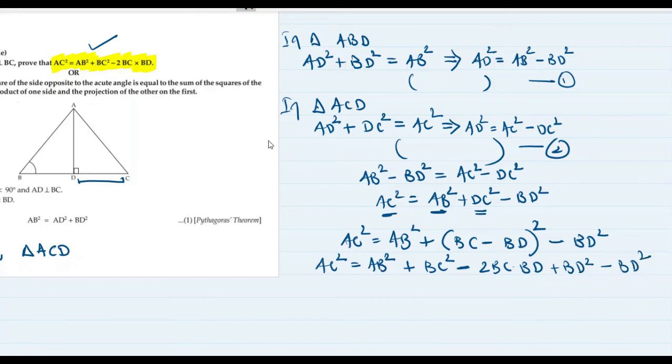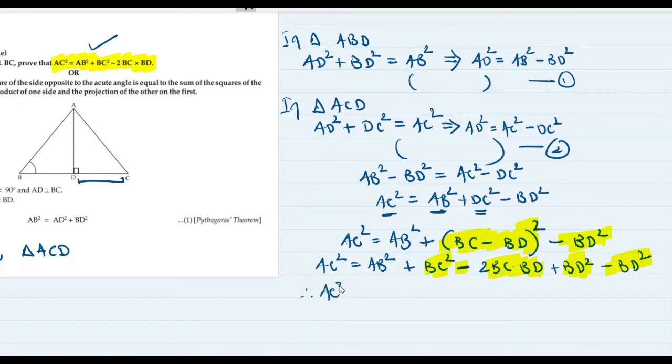You know what I did? I expanded the whole bracket BC minus BD the whole square. It became BC square minus 2BC BD plus BD square. Did you see that? And this minus BD square I wrote here, minus BD square as it is. Don't get confused, we are very close to our proof.